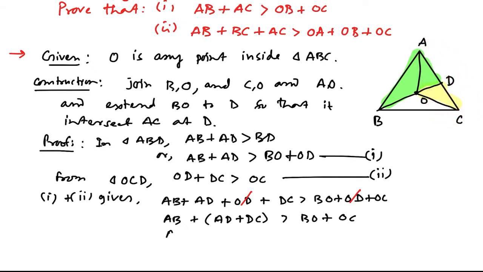Therefore, AB plus AC is greater than BO plus OC. Look at the proof, BO means OB, okay, we can write this as OB. This is the proof, no doubt. We can put this as number 3.